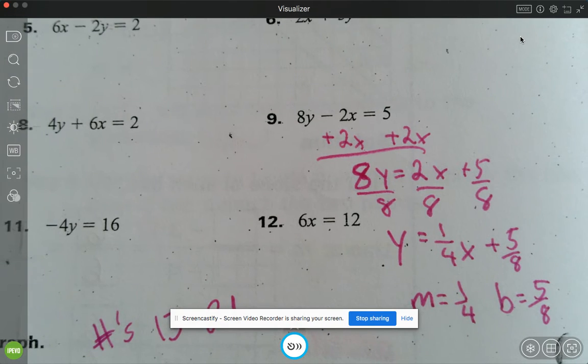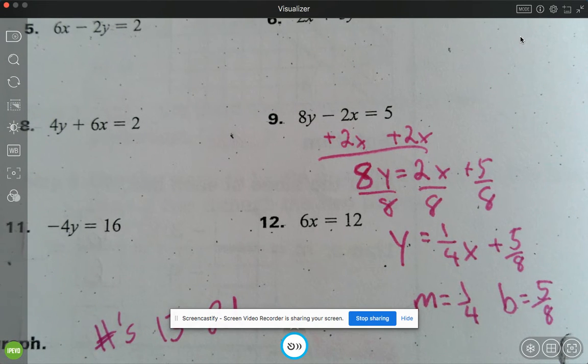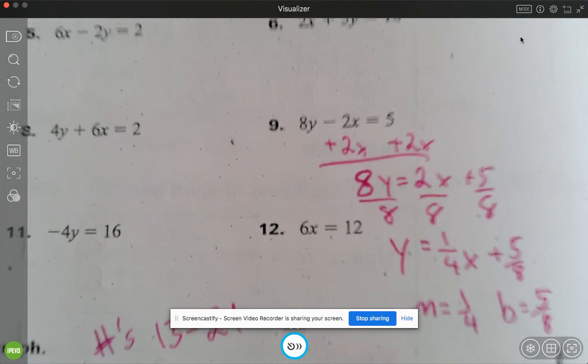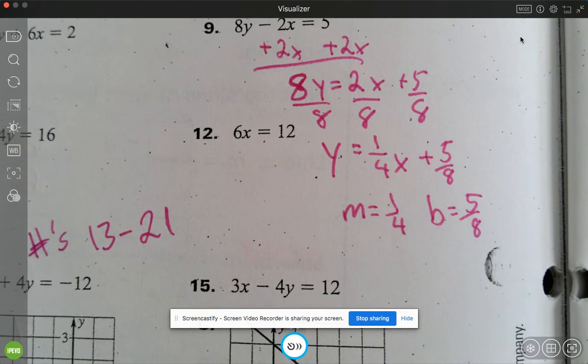So you'll definitely get some fractions on a lot of these, or some of these, so don't be alarmed if your slopes and y-intercepts don't come out nice and neat.